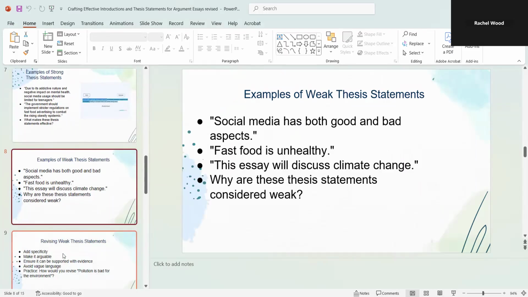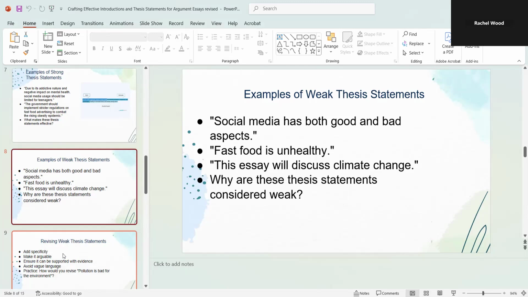Now, to look at some weak ones, social media has both good and bad aspects. Going back to what I said previously, that is what I tend to call a waffling thesis statement because it has both sides represented, and you have to choose a side. You have to pick a side when you are writing an argument essay.